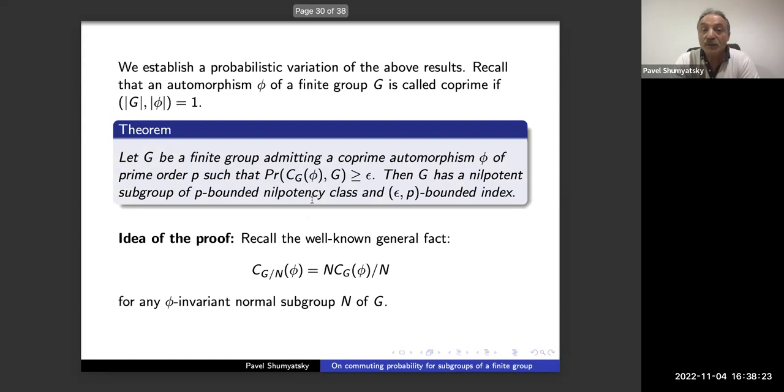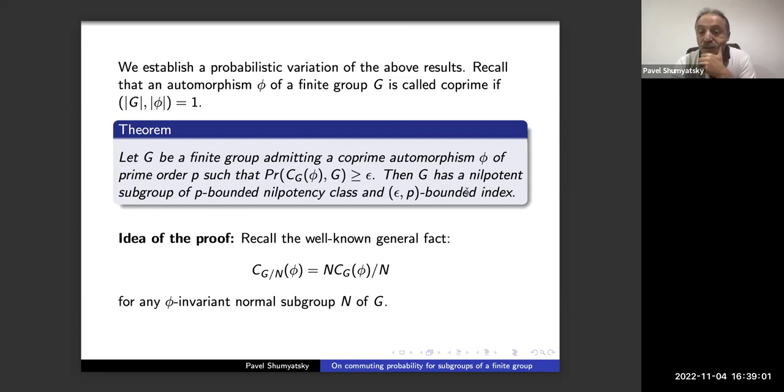But we obtained a probabilistic variation of this result. Just recall that an automorphism of a finite group is called coprime if the order of phi is coprime with the order of the group G. And the theorem that we proved is that if G is a finite group admitting a coprime automorphism phi of prime order P, such that the commuting probability of the centralizer in G is at least epsilon, then G has a nilpotent subgroup of bounded nilpotency class and bounded index.